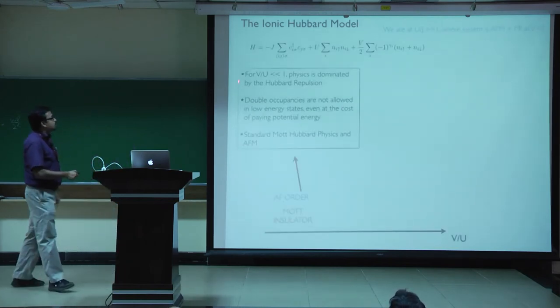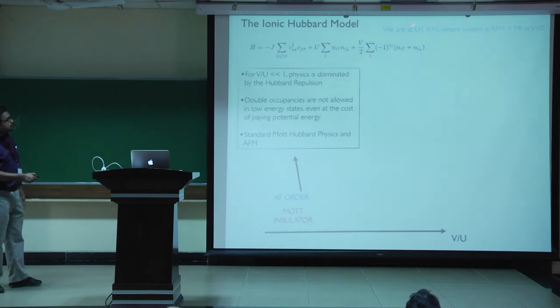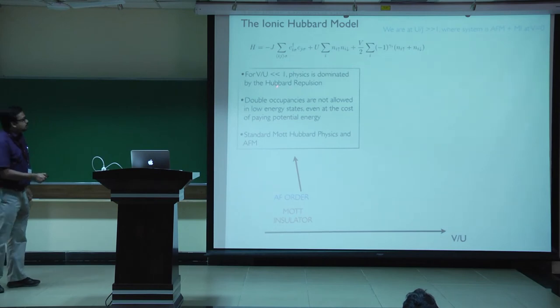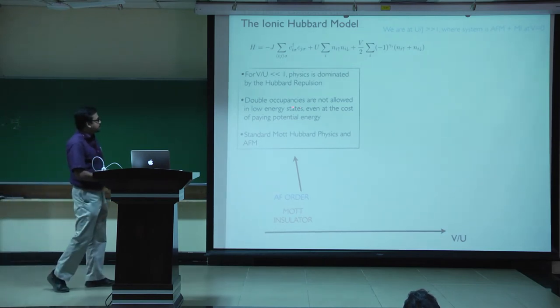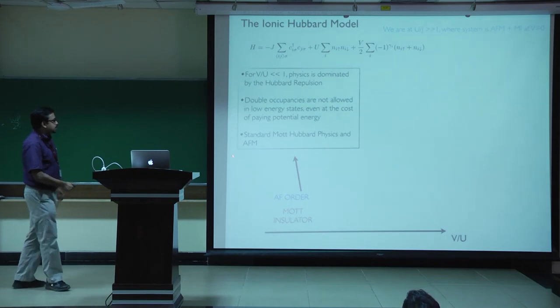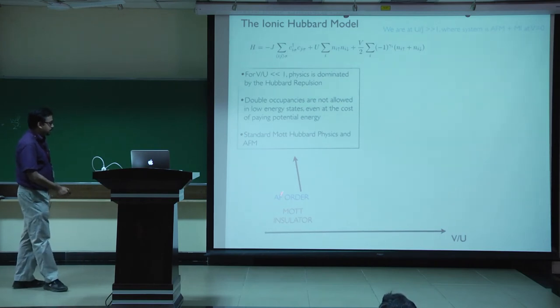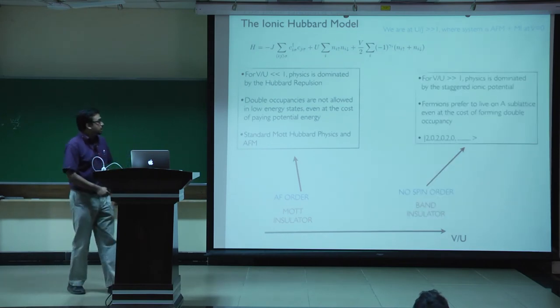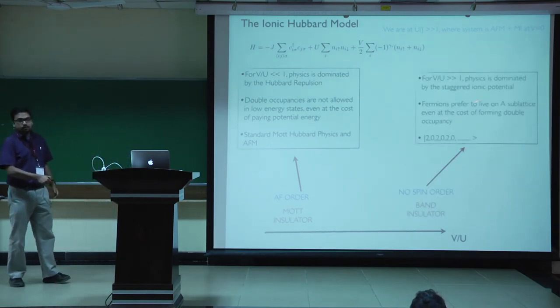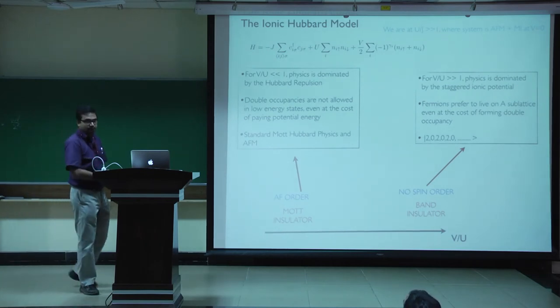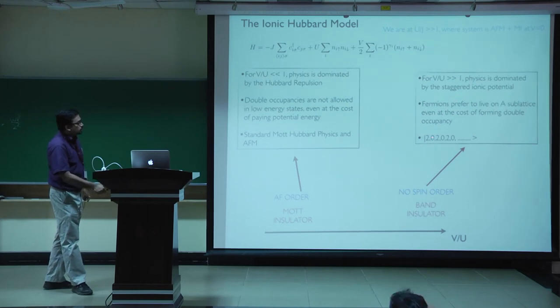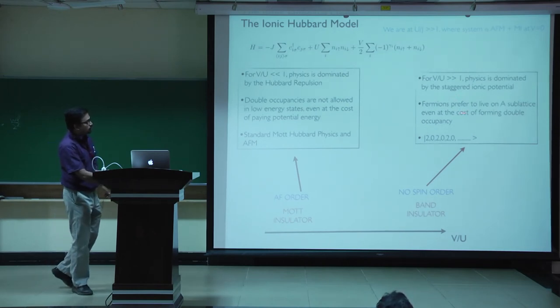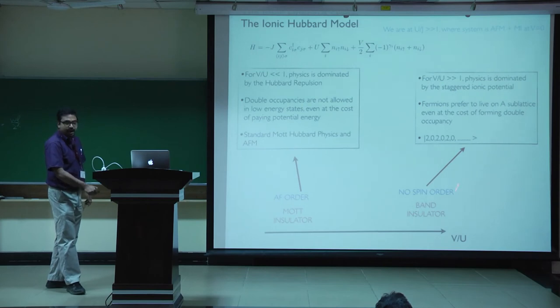OK, so let's look now at some more limiting cases. Suppose V over U is much, much smaller than 1, but not 0. The physics is still dominated by Hubbard repulsion. Double occupancies are not allowed, so you get standard Mott-Hubbard physics and an antiferromagnetic order. On the other hand, if V over U is much, much greater than 1, then U is no longer the largest scale in your problem. You are governed by the potential, and you would like to form a 2-0, 2-0, 2-0, 2-0 state. No spin order, band insulator.